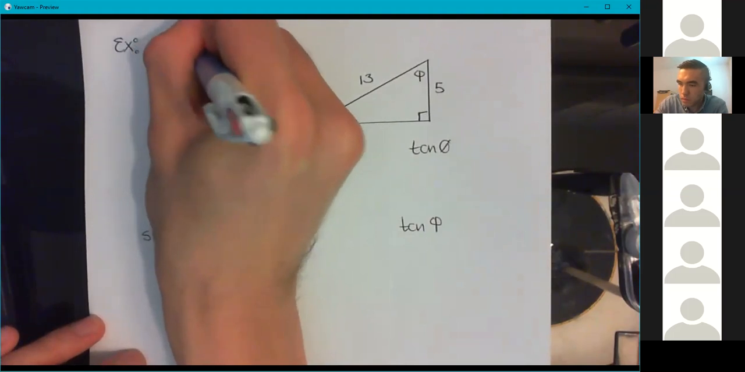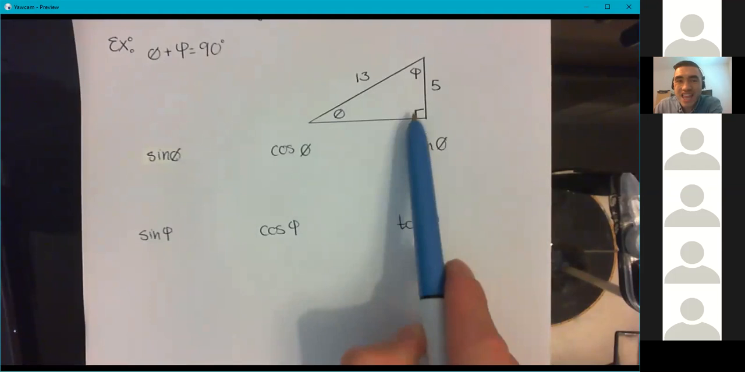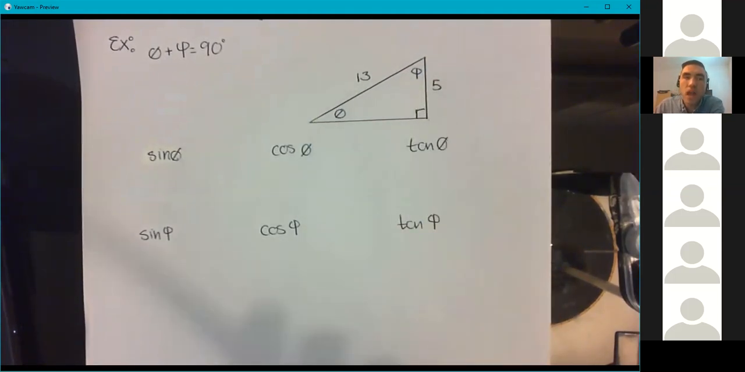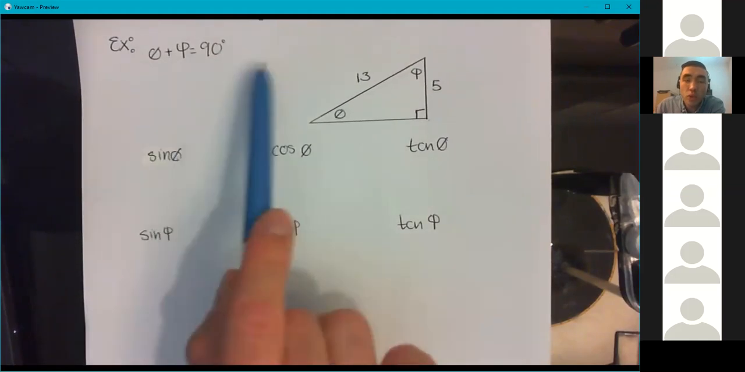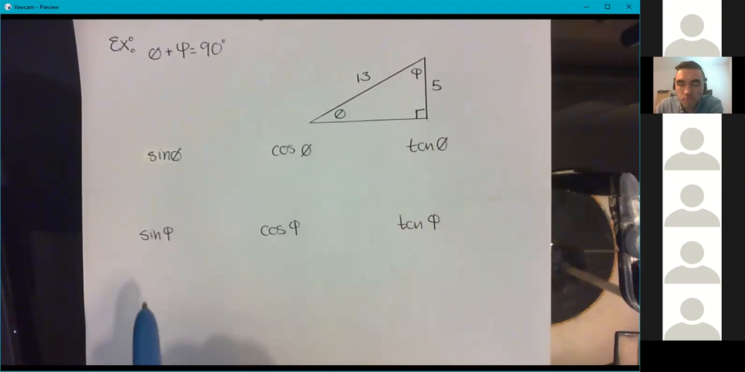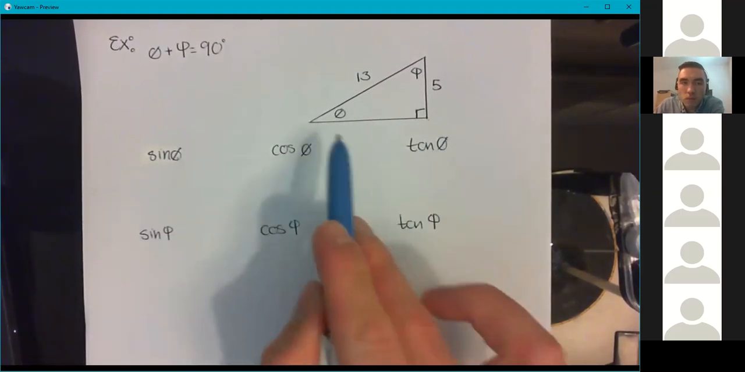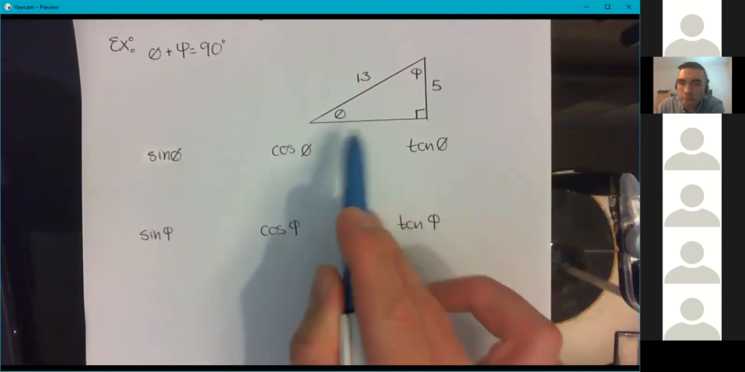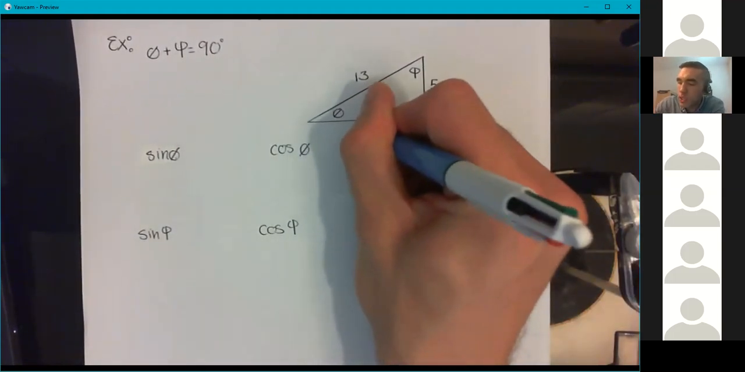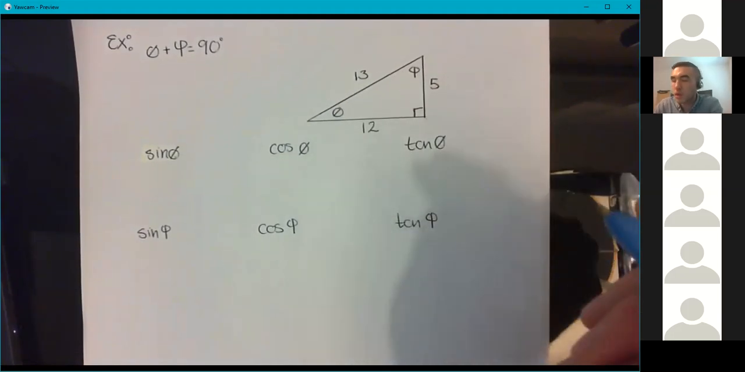90. They have to add up to 90 because all of the angles in a triangle add up to 180. This is 90, so these other two have to add up to 90, so that 90 plus 90 gives us 180. So we know that those two angles we're playing with are acute. This is a Pythagorean triple we've seen before, so by the Pythagorean theorem, what's this other side? 12. This is the 5, 12, 13. So we know that other side is 12. If you don't believe me, hit it with the Pythagorean theorem.